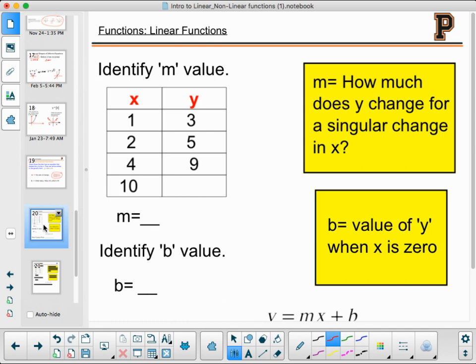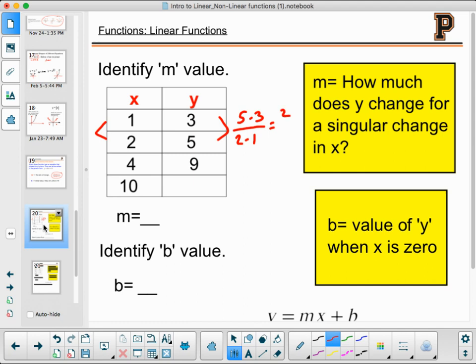So when you look at this table, for example, identifying my m value, I'm going to find the change from the number 3 to 5, or 5 subtracted by 3, and divide that by the amount of change from 1 to 2, 2 subtracted by 1. That will tell me exactly what my rate of change is.